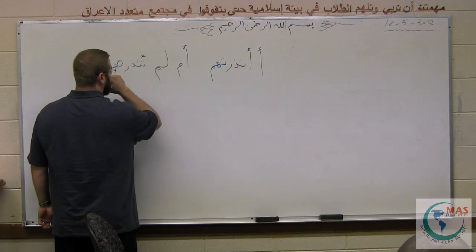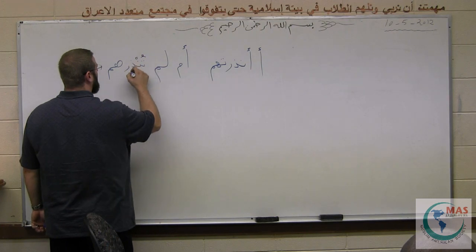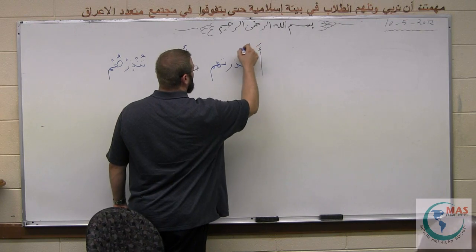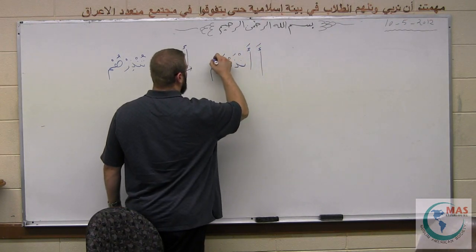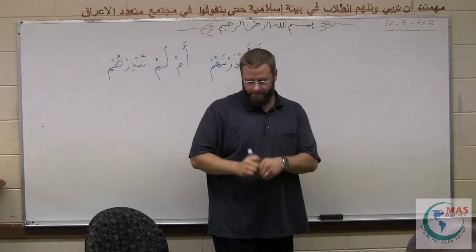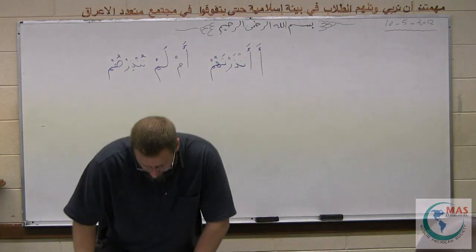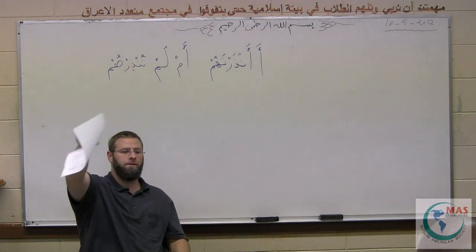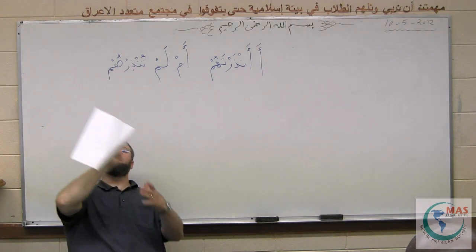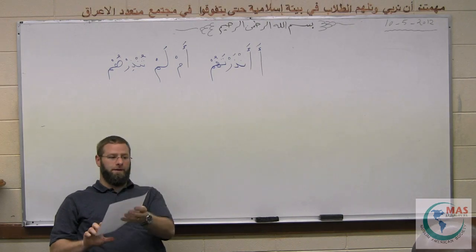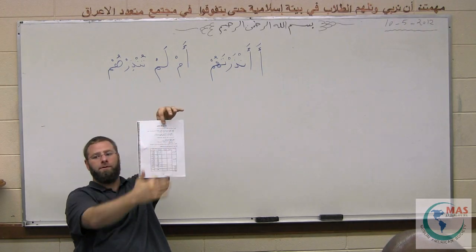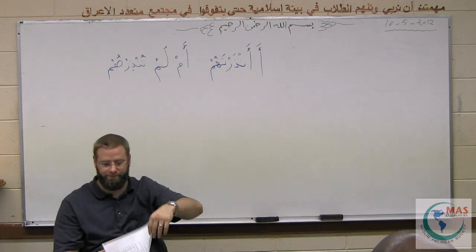So, we're going to look at this sentence. But before we look at this sentence, we're going to remind ourselves of this second sheet that you have. Everybody have the second sheet? It says صيغ الفعل الماضي, the forms of the past tense verb. That's what that says at the top. The forms of the past tense verb.